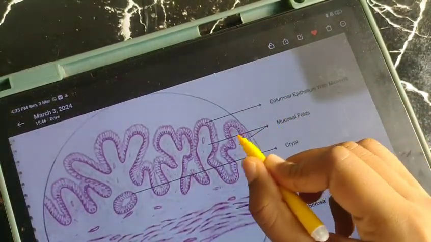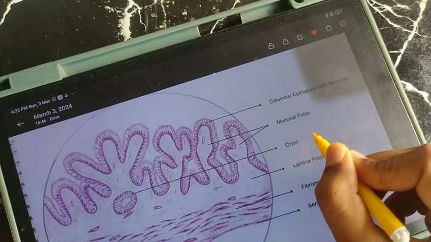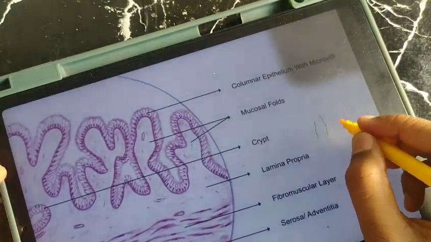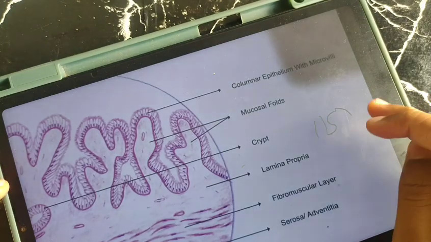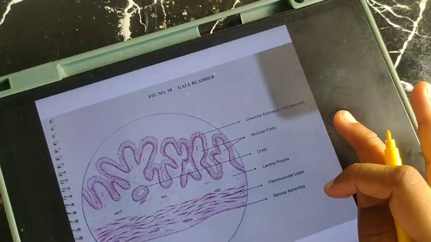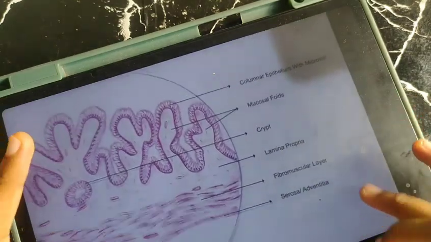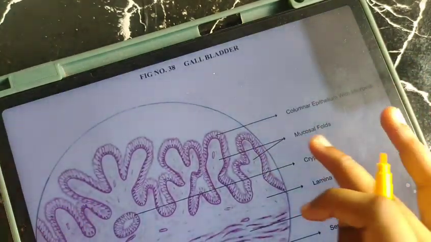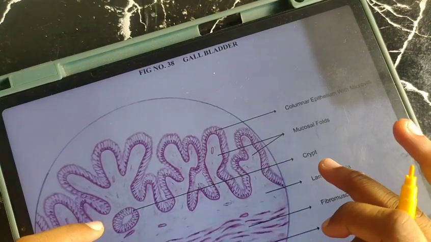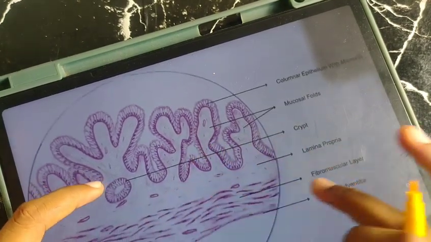And these are mucosal folds. Why do we need folds? They increase surface area. Instead of being flat like this, it has so many folds like this, so it increases surface area. I guess you got this, the lining epithelium and mucosal folds. You can see the depth of this: at the depth there will be crypts. Crypts are also lined by columnar epithelium.